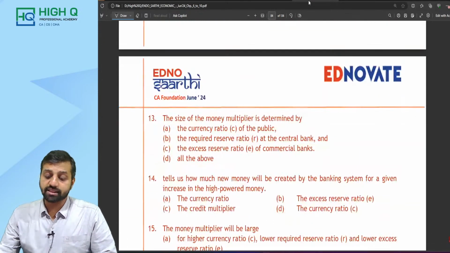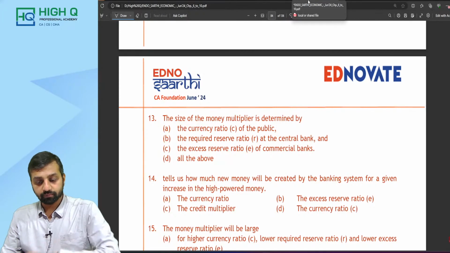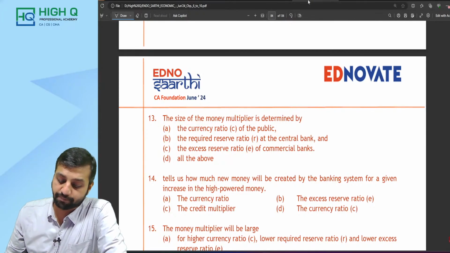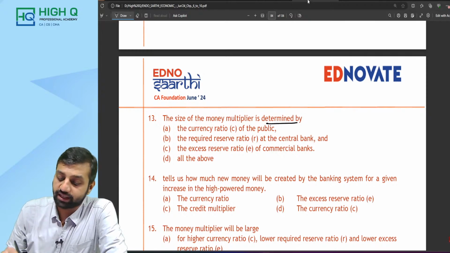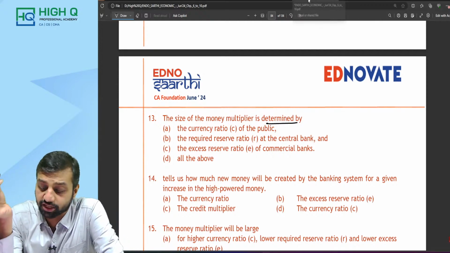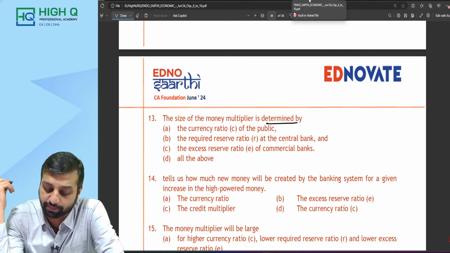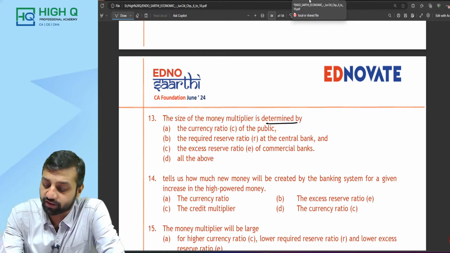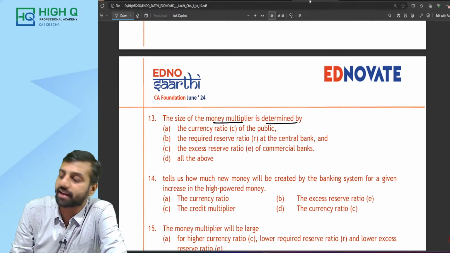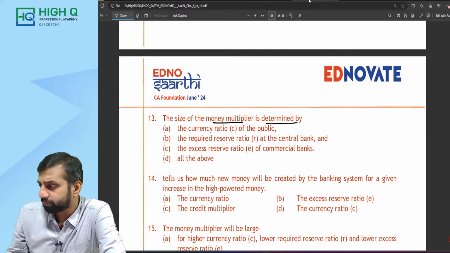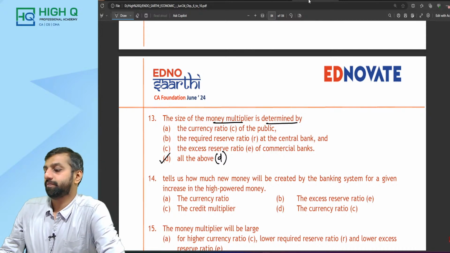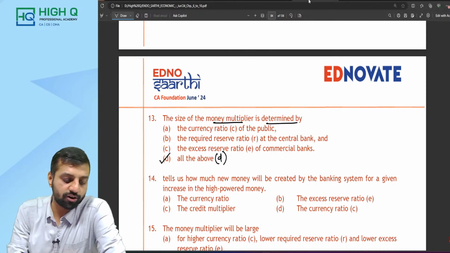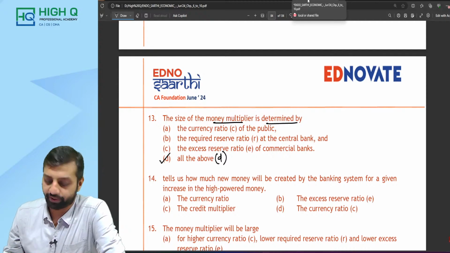So, the answer for the next one: the size of the money multiplier is determined by the currency ratio of the public. Higher the currency ratio, lower is the money supply and money multiplier. Required reserve ratio, commercial banks. So basically the money multiplier is dependent on all of the above. Your answer is D. Yes, it will be shared on your group on the Thankyou app.